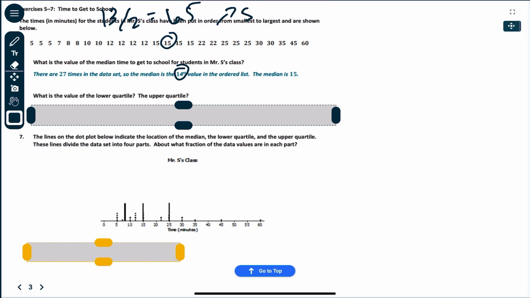We round it up to 7, not up to 8, up to 7. Then the 7th value is the median of the lower quartile. So 1, 2, 3, 4, 5, 6, 7. So 10. And let's see about the upper. 1, 2, 3, 4, 5, 6, 7.